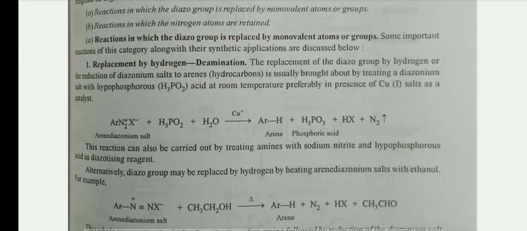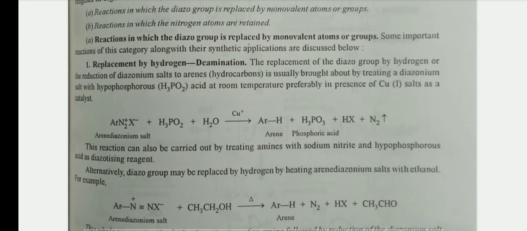Replacement by hydrogen, deamination. The replacement of the diazo group by hydrogen, or the reduction of diazonium salts to arene hydrocarbons, is usually brought about by treating a diazonium salt with hypophosphorous acid, H3PO2, at room temperature, preferably in the presence of cuprous salt as a catalyst. Aryl diazonium salt plus H3PO2 plus H2O, treated with Cu+, gives ArH plus phosphoric acid plus HX plus N2 gas released. This reaction can also be carried out by treating amines with sodium nitrite and hypophosphorous acid.